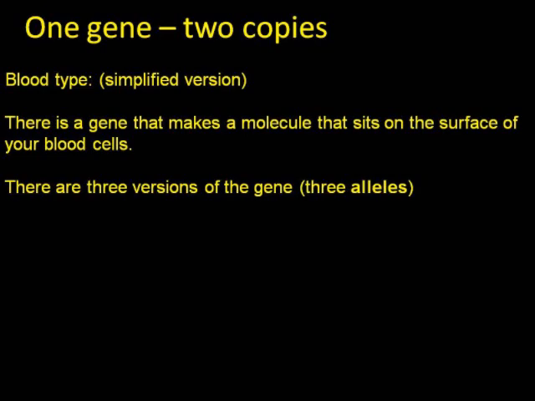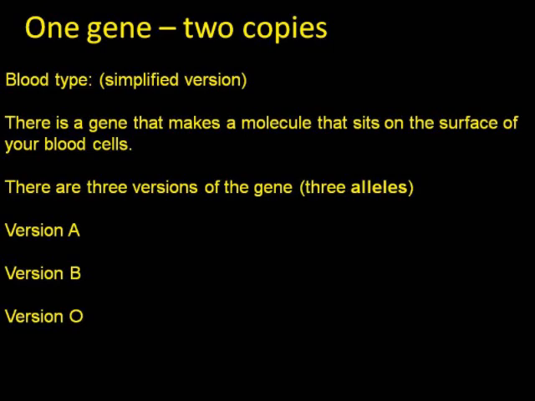Right, I'm going to explain this using a system that probably won't be mentioned in the exam. It's the blood type system. So you have molecules on the surface of all your blood cells, and there are three types. The type A, type B, and type O. And these come from the same gene, but there's three different versions of the gene, and they're called alleles. So there's allele A, allele B, and allele O.